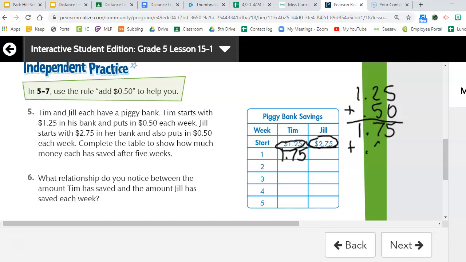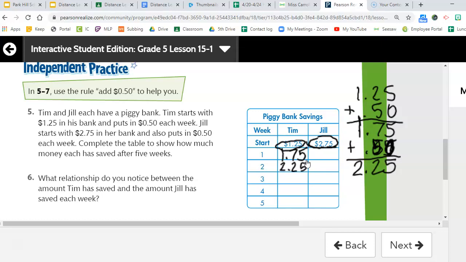Now I'm going to add another 50 cents. Oops. I wrote 5 instead of 50. So 5 plus 0 is 5. 7 plus 5 is 12. That's another 1. 1 plus 1 is 2. So now he has $2.25. Now I see a pattern already.